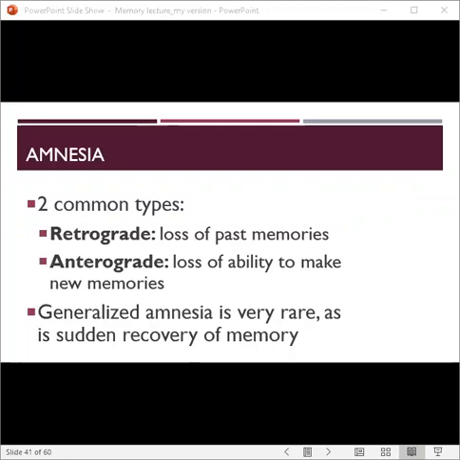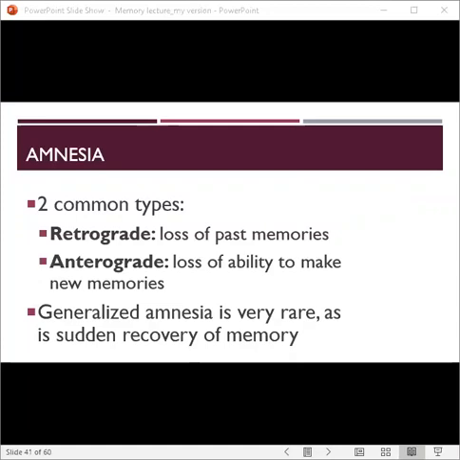Explicit and implicit memories are governed by different brain systems, and evidence from this comes from amnesia studies. There's two common types. There's retrograde, or loss of memories from the past, and anterograde, or the loss of ability to make new memories.